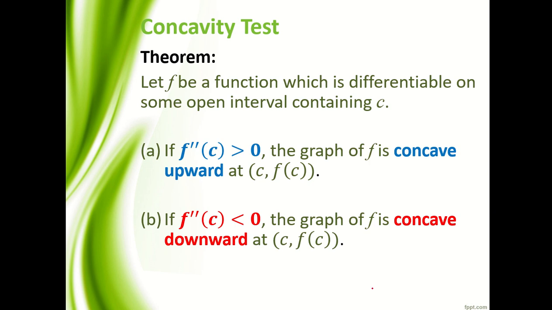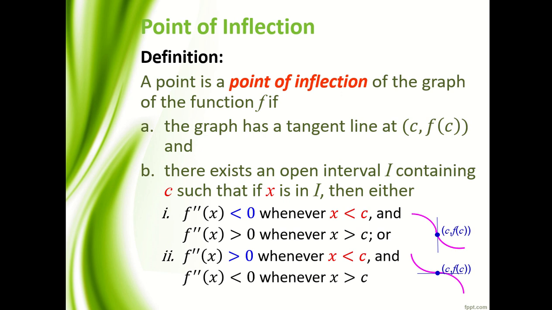Alright, so that's the concavity test. And we also have another term, we call it point of inflection. So what is this point of inflection? This is the point, class, where the concavity changes from concave downward to concave upward or vice versa. So that point where the change of concavity occurs is called the point of inflection.